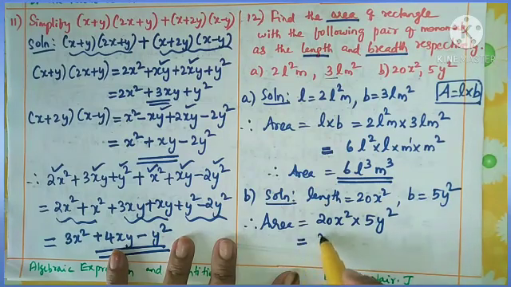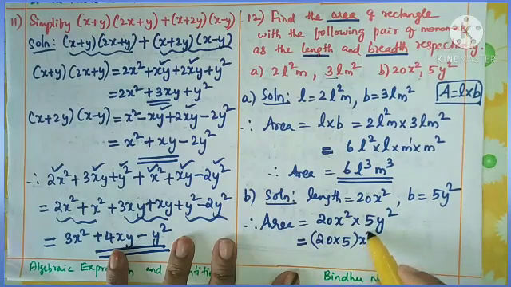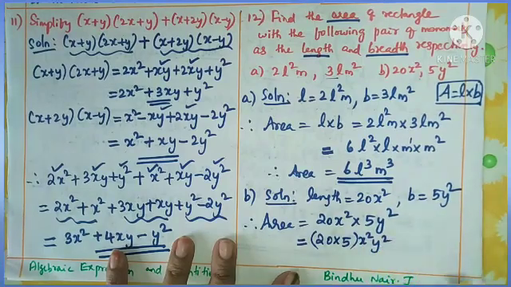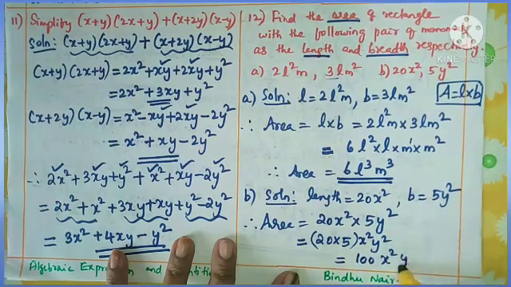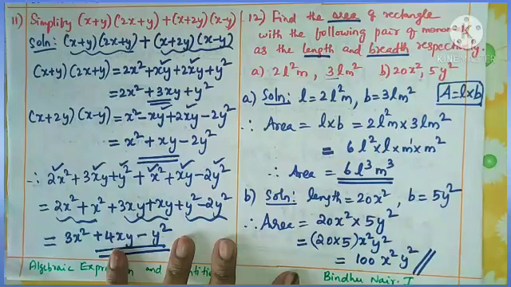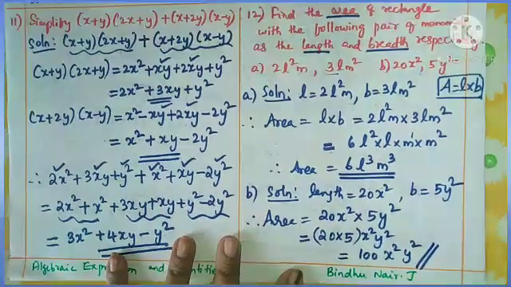So what is 20 into 5? Multiply and write x square, y square. That is the meaning. So this is equal to, what is 20 into 5? 100. And x square, y square. So this is the required area of the second question.